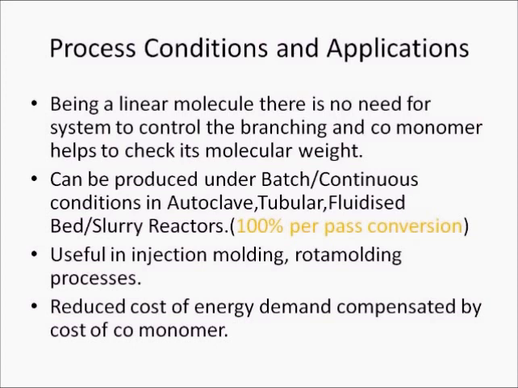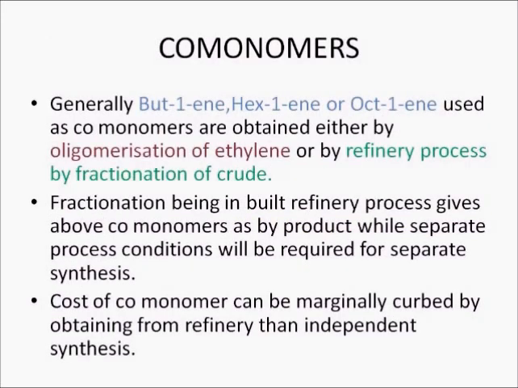HDPE can be produced under batch or continuous conditions in autoclave, tubular, fluidized bed or slurry reactors with 100% per pass conversion. Energy demand for HDPE production is less, but it's compensated by high cost of comonomers. Comonomers used in HDPE production are obtained by oligomerization of ethylene or by fractionation of crude. Comonomers obtained from refineries by fractionation cost less compared to comonomers obtained from ethylene.